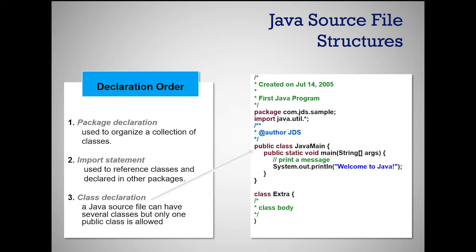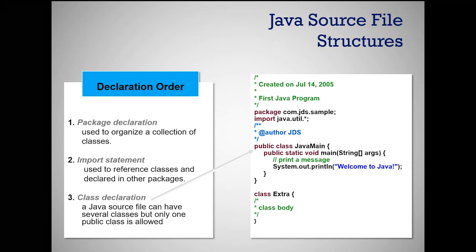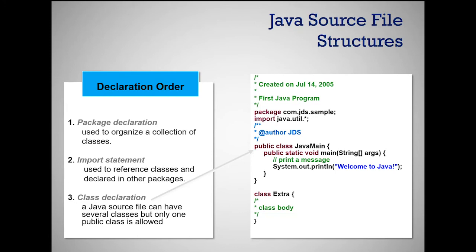In C++, sorry, in Java, if you want to print something, we use system.out.println. LN stands for line. So instead of cout, we use system.out.println. And then it's just the same with C++, open and close parentheses. If you're going to use a string, you have to place it inside the double quotes. And it always ends with a semicolon.